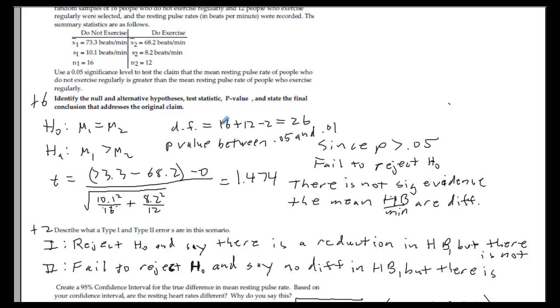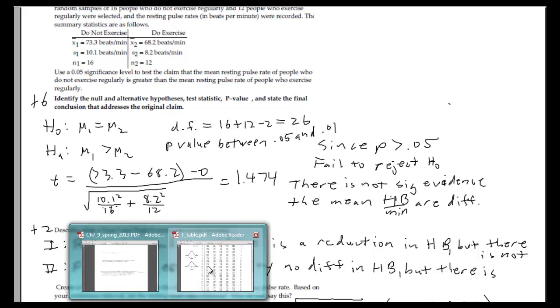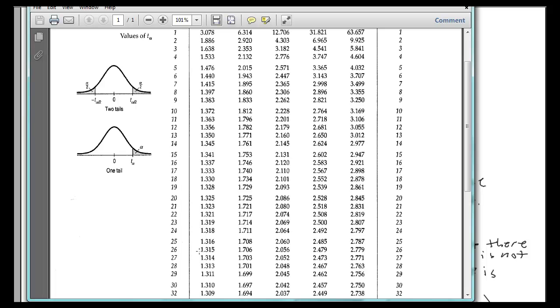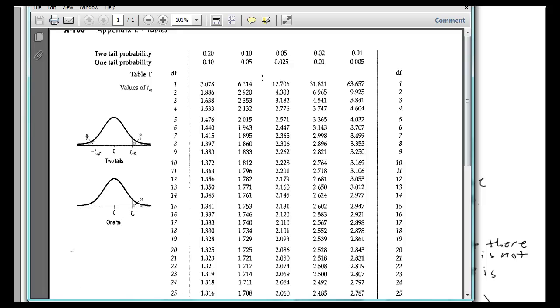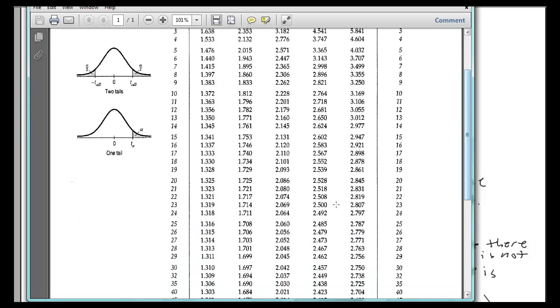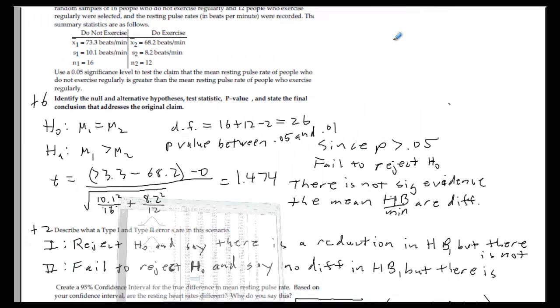And our degrees of freedom is n1 plus n2 minus 2. So 26 degrees of freedom. So if we look at row 26 for 1.474, row 26, 1.4. So it's somewhere in here. So our p-value would be between 5 and 10%, because that's where the test statistic would fall, right in there, somewhere in this area. So it's between 5 and 10%.